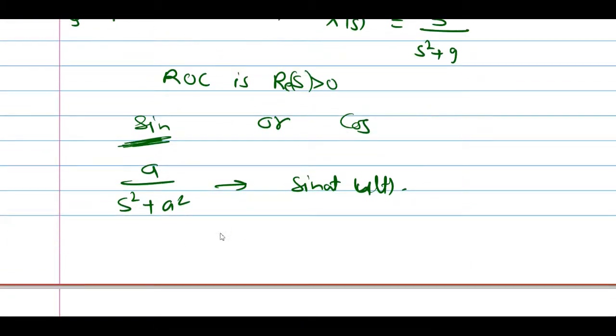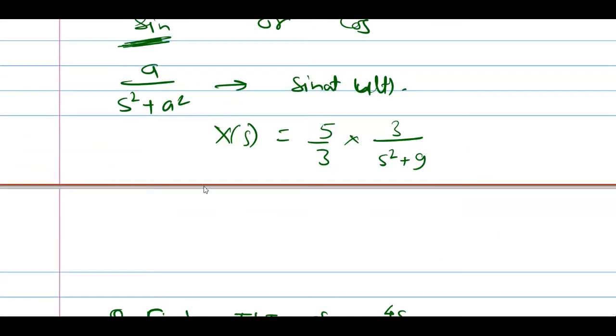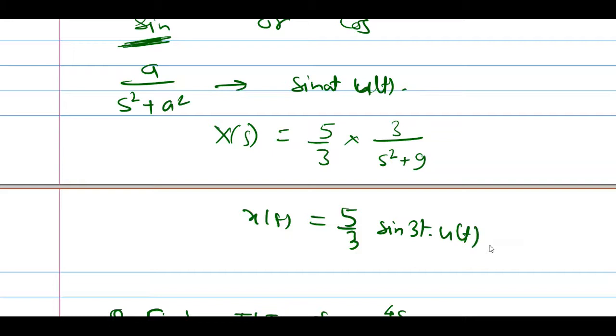So x of s can be written as 5 by 3 into 3 upon s square plus 9. So this is a upon s square plus a square, where 9 is 3 square. So the inverse Laplace transform is x of t equal to 5 by 3 sine of 3t into u of t.